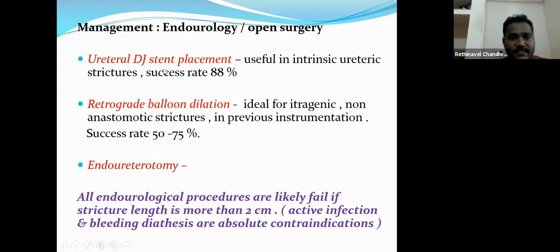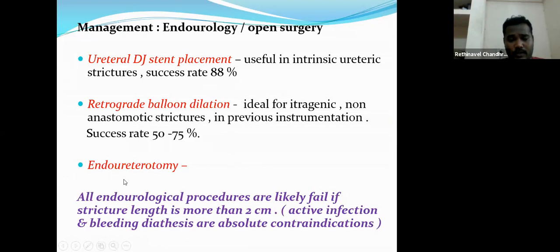So for stricture disease, we can put a stent. For PUJO, don't put a stent. So in stricture disease, we can just put a stent if possible. That stent alone will cure 88%. Otherwise, retrograde balloon dilatation. That means they will put a scope retrogradely, put a balloon in the area of stricture, and they will dilate so that the stricture will be treated.